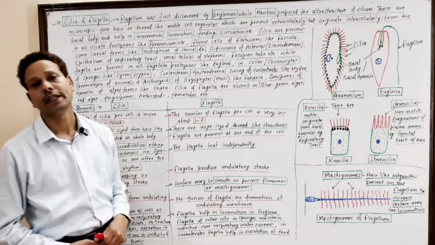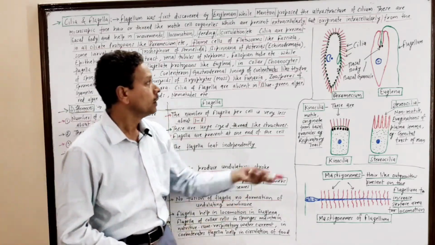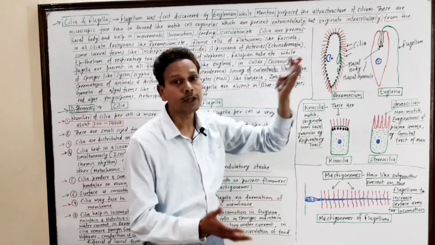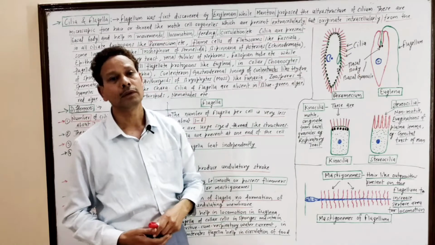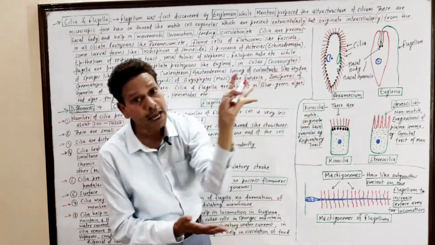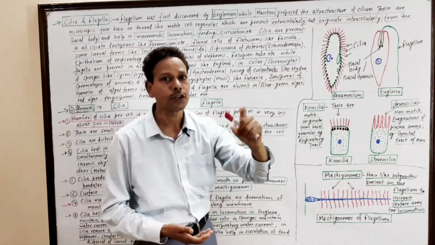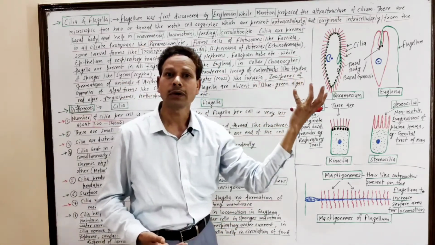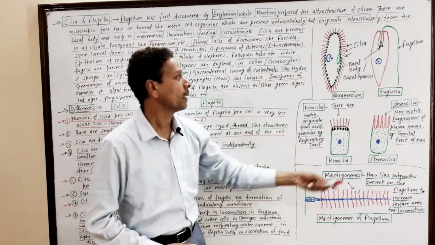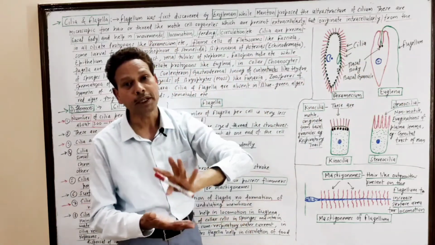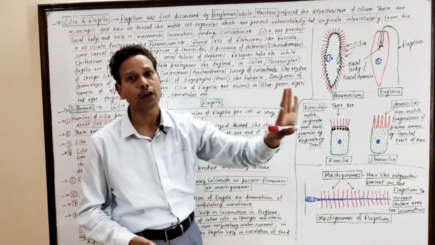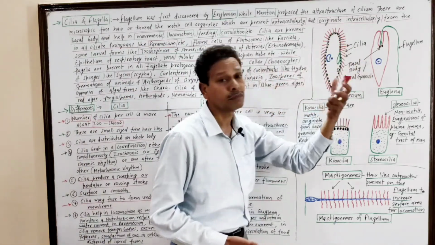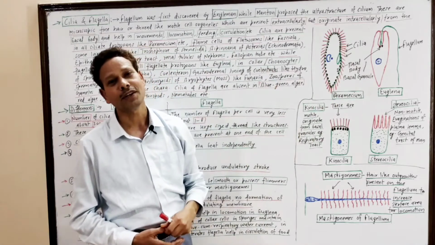Now, the beating of cilia, another important question. The beating of cilia, they always beat in coordination. Either all cilia beat simultaneously. It means they show synchronous or isochronous rhythm. But these flagella always beat independently without any coordination. It means the beating of cilia shows a coordination.